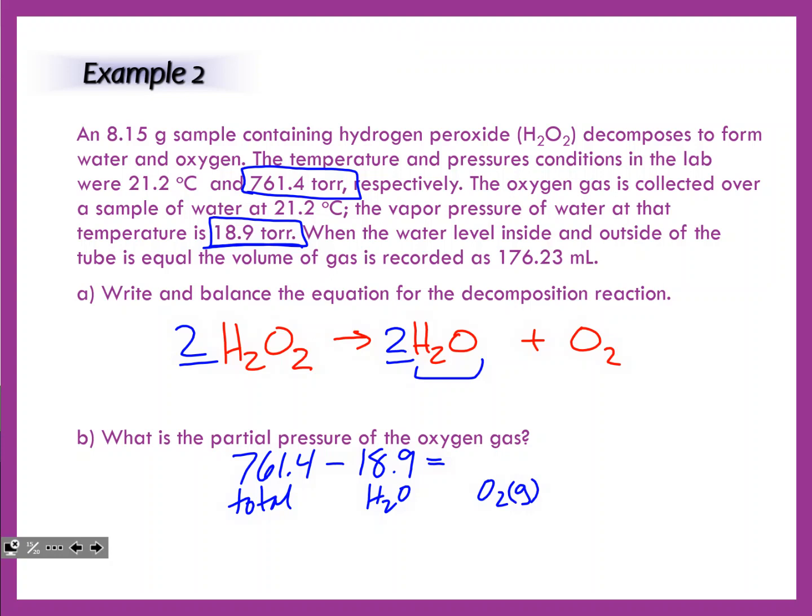So subtract. This is the step that people forget to do in the problem, and then their number is wrong. Okay? Like so. So far, so good, right? Not too bad. Just remember, subtract out that vapor pressure of water.